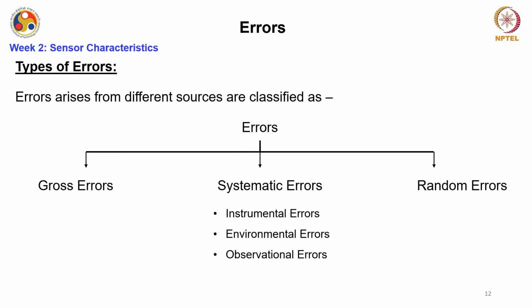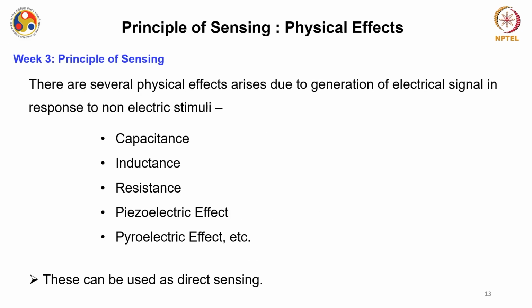So in module 4 actually we have discussed the interface circuits in more detail. Different types of errors which arise from different sources we have also discussed in this second module. There were 3 different types of errors. One was gross error, systematic errors and random errors. Systematic errors we have seen in detail with 3 different categories of systematic error, which are instrumental error, environmental errors and observational errors. We have talked about them in detail.